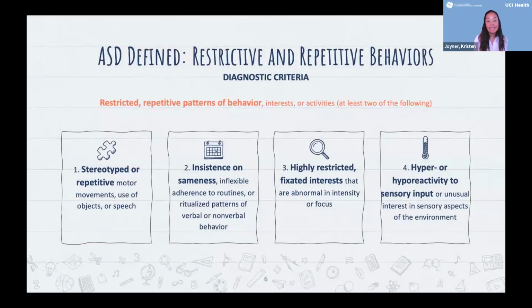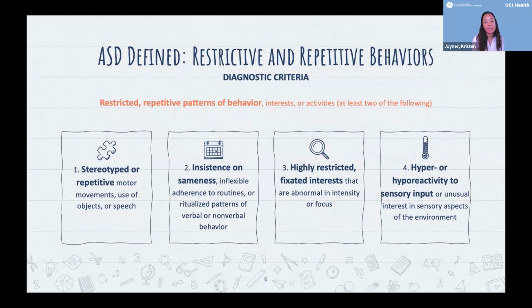The second broad category is that you have to show some pattern of restricted or repetitive behaviors, and you have to have 2 out of the following main categories. One is stereotyped or repetitive behaviors. This is where people might think of things like hand flapping or lining up objects, which are the more common ones. This could also be rocking your body, or other small, subtle, repetitive behaviors like hand posturing.